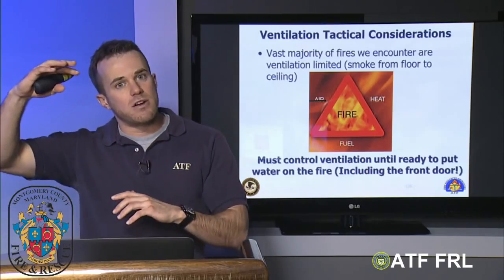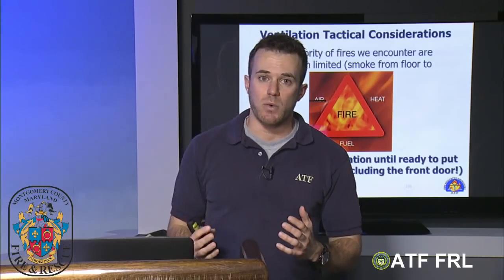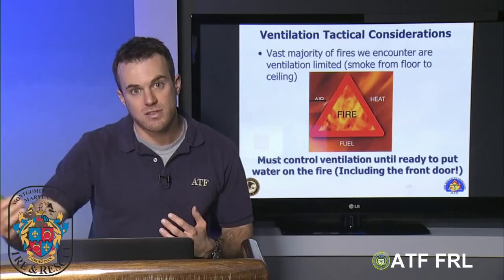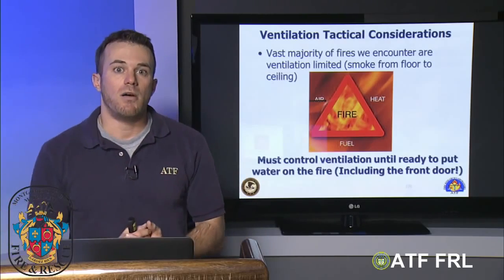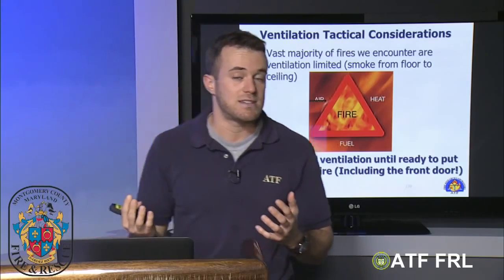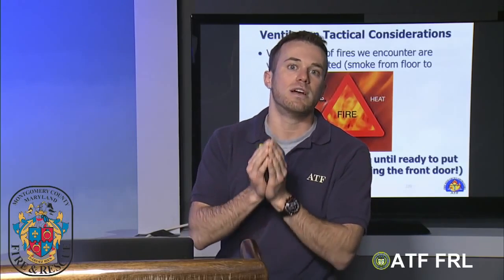When that smoke layer is from floor to ceiling, which is what we see in almost every fire, when we pop that front door in order to bring a hand line into that house, in order to do a search, we're allowing air to enter that structure. What else do we see in most of these cases? We see, well, almost nothing. We see a lot of smoke. We see zero visibility. We see that smoke layer from floor to ceiling.